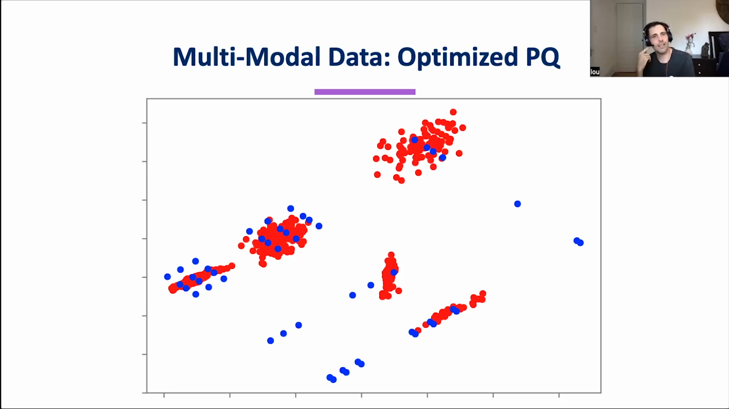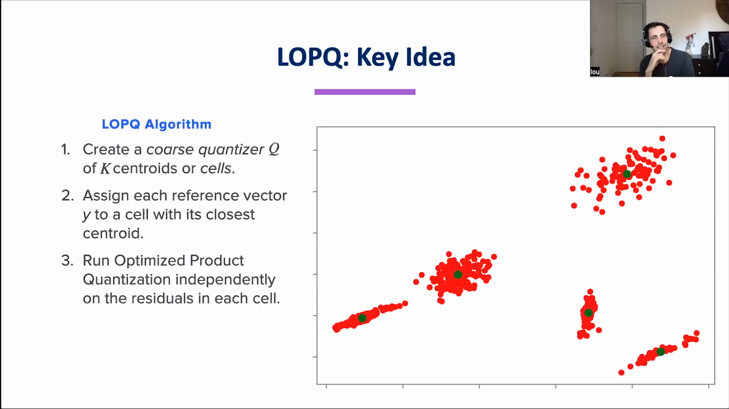So as a result, a lot of the centroids aren't used in between models. The idea behind locally optimized product quantization is pretty simple. First, we're going to run a quantizer on all the data, meaning we're going to run k-means, but with a really small value of k. So we're just going to try to find the centers to all these little globs, right? But we're going to call that a coarse quantizer.